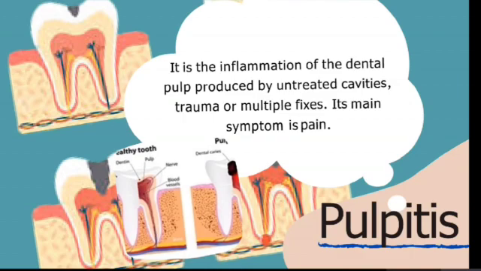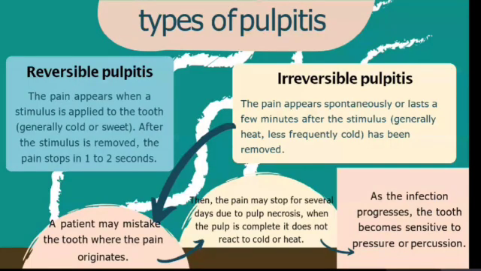So, what is pulpitis? It is the inflammation of the dental pulp produced by untreated cavities, trauma, or multiple procedures. Its main symptom is pain. Types of pulpitis. Reversible pulpitis. The pain appears when a stimulus is applied to the tooth, generally cold or sweet. After the stimulus is removed, the pain stops in 1 or 2 seconds. Irreversible pulpitis. The pain appears spontaneously or lasts a few minutes after the stimulus, generally heat, less frequently cold, has been removed.